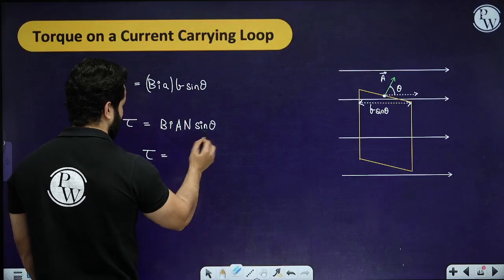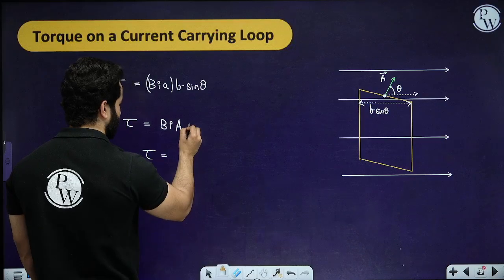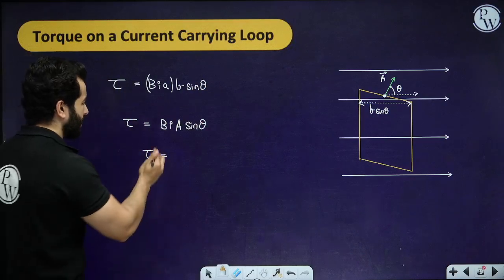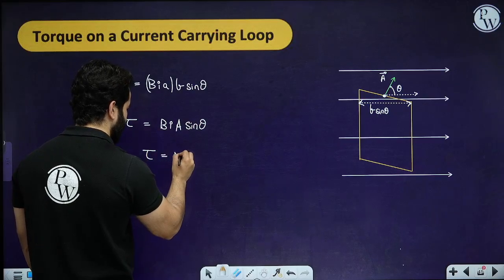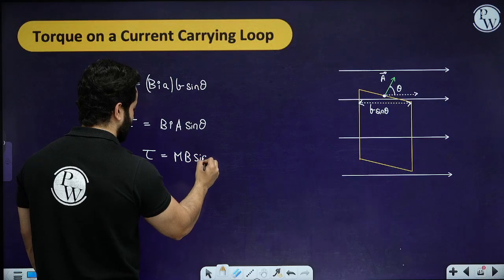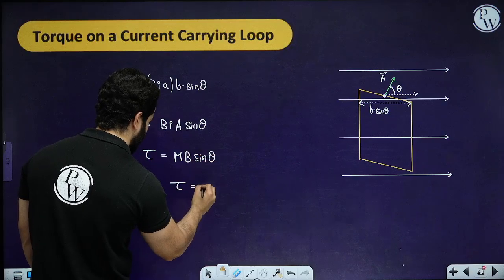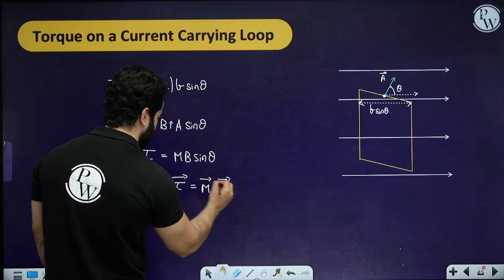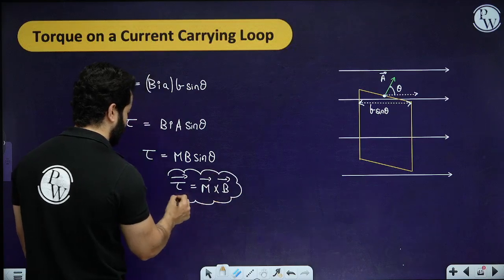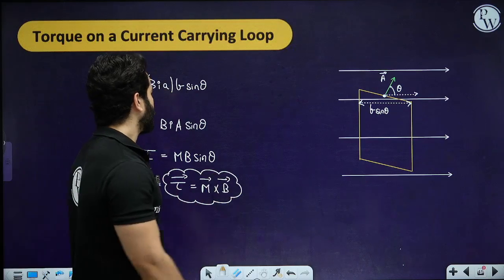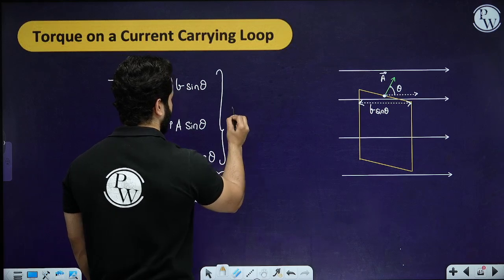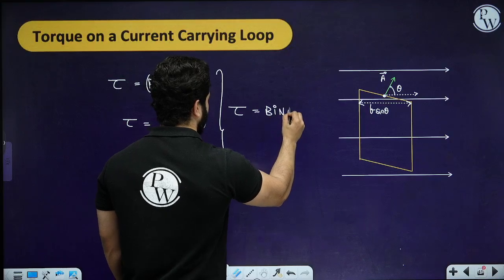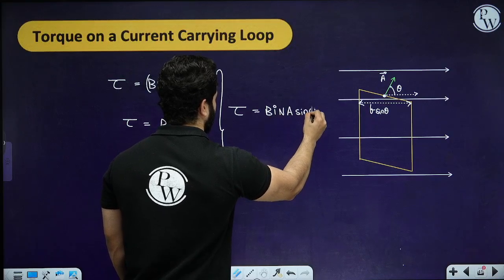First of all, let's talk about these things. First, let me write sine theta. I'll talk about the number of terms afterwards. So this will actually be MB sine theta, or simply M cross B. That's how you will find out the direction of torque. And now if there are n number of turns, just multiply: NBIA sine theta for n number of turns.